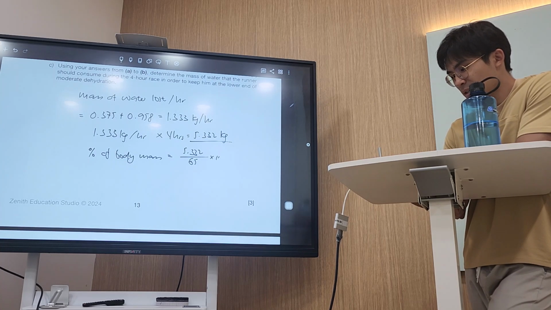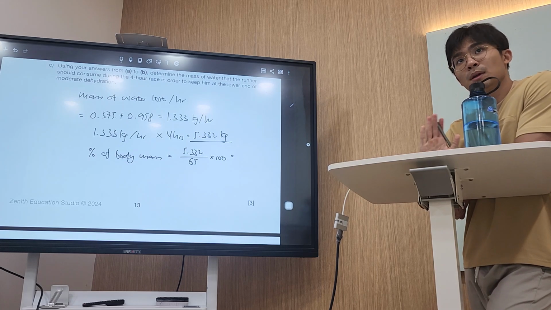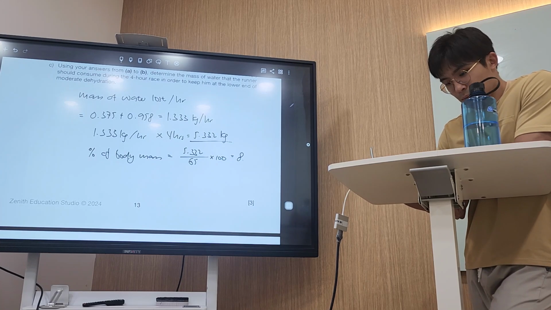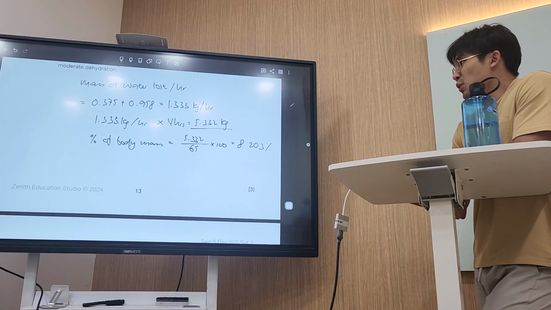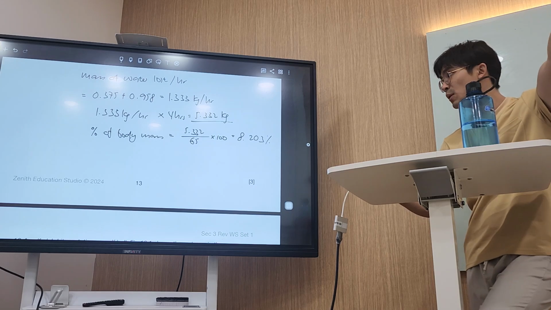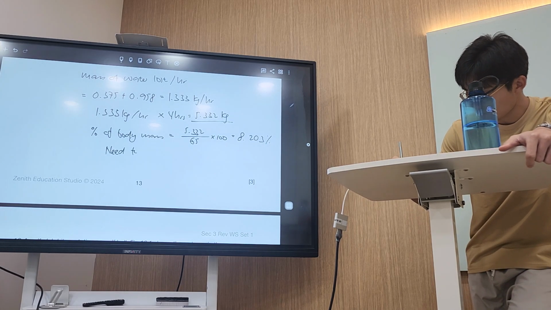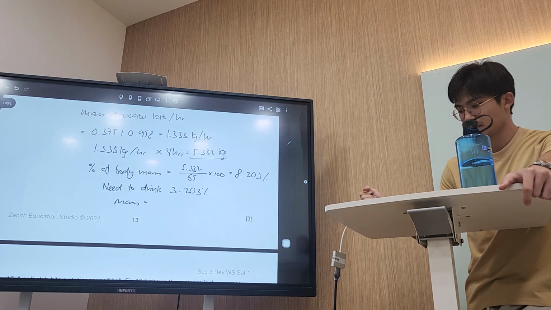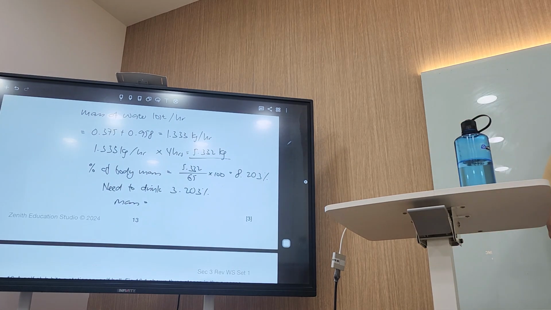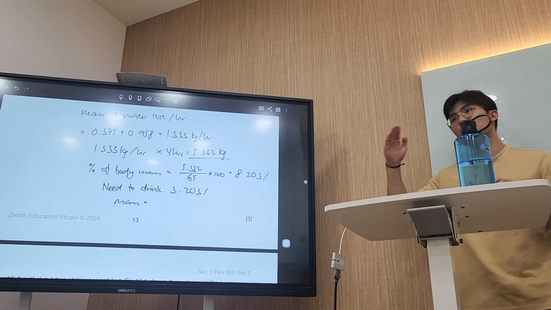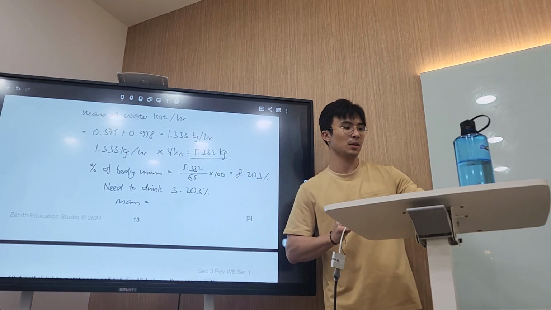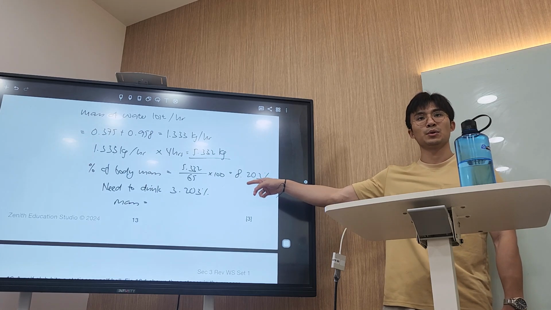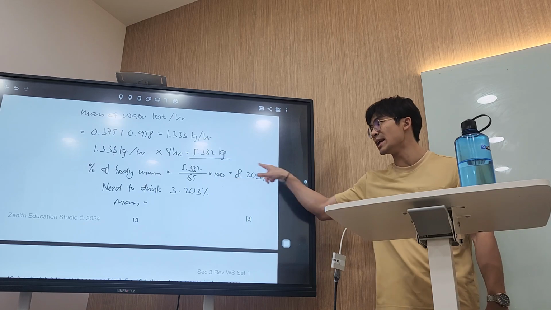Let's have this answer. Percentage, percentage. Okay, 8.203%. I'm supposed to be 5%, which means I have a need to drink 3.203%. What's the mass? What's the mass of water I require to drink so that I'm kept at a 5% body mass loss? Where did that 3.203% come from? This is how much I'm losing, right? I'm only supposed to lose 5. Which means I need to replenish this much.